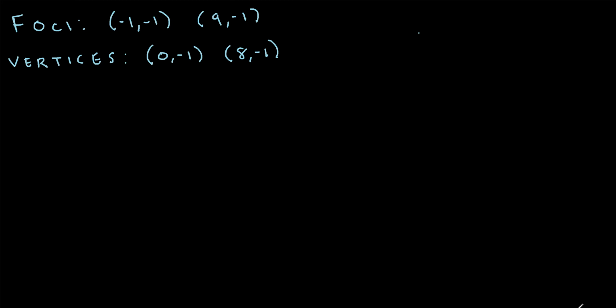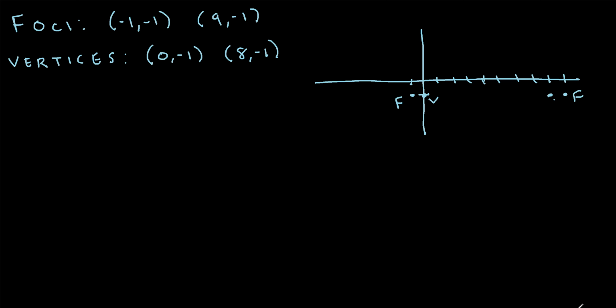When we're doing these types of problems, it really helps if you can just sketch out a graph to visualize the values. So we're told that the foci are (-1, -1), here's the first focus, and (9, -1). 1, 2, 3, 4, 5, 6, 7, 8, 9. So here's our other focus. And then we're told that the vertices are at (0, -1), so here's our first vertex, and (8, -1), so that's all the way out here.